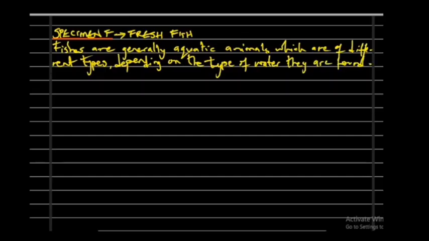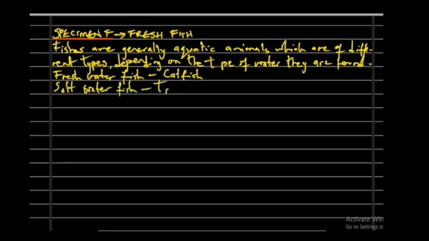So we have the freshwater fish, where we can have the catfish, for example. In salt water we can have tilapia. Even in brackish water. So there are so many examples of fishes: tilapia, titus, mackerel, catfish. So many examples that we can actually look at.